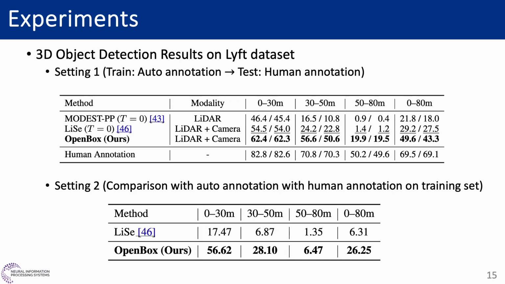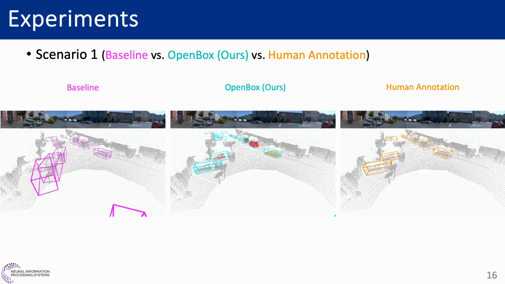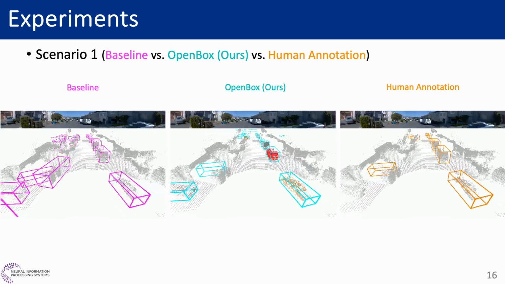Similarly, under the same settings, OpenBox outperforms the baselines on other datasets, and the advantage holds in direct comparisons on the training set as well. This suggests that, rather than merely summing per-modality boxes by distance as the baseline does, our approach leverages the different modalities more effectively. Next, we present qualitative results.